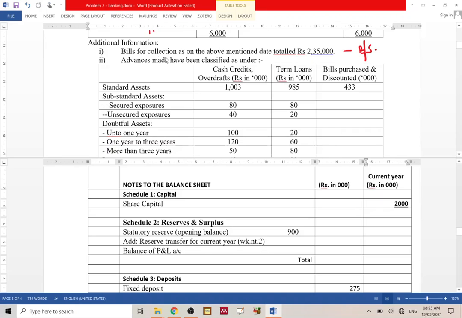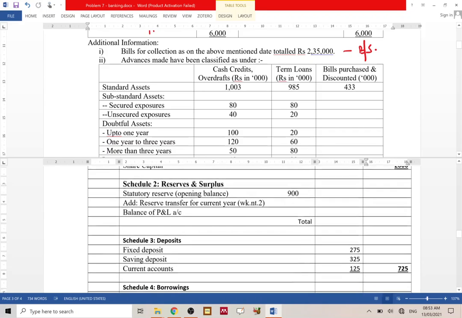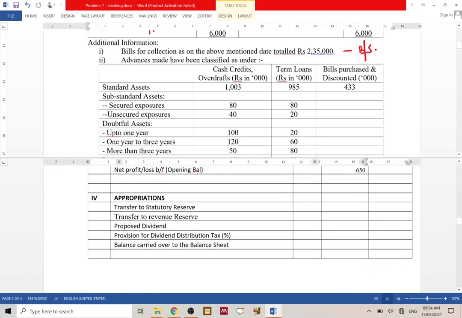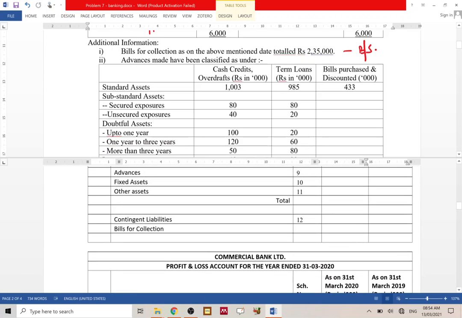notes. We have bills for collection. The total is 235. Now bills for collection, we know they don't come under any notes. They directly go to the balance sheet over here after contingent liabilities, and we just write the amount. So since all of these amounts are in thousands, this 235,000 becomes 235 when reduced to those many decimals. Okay, so bills for collection is 235.